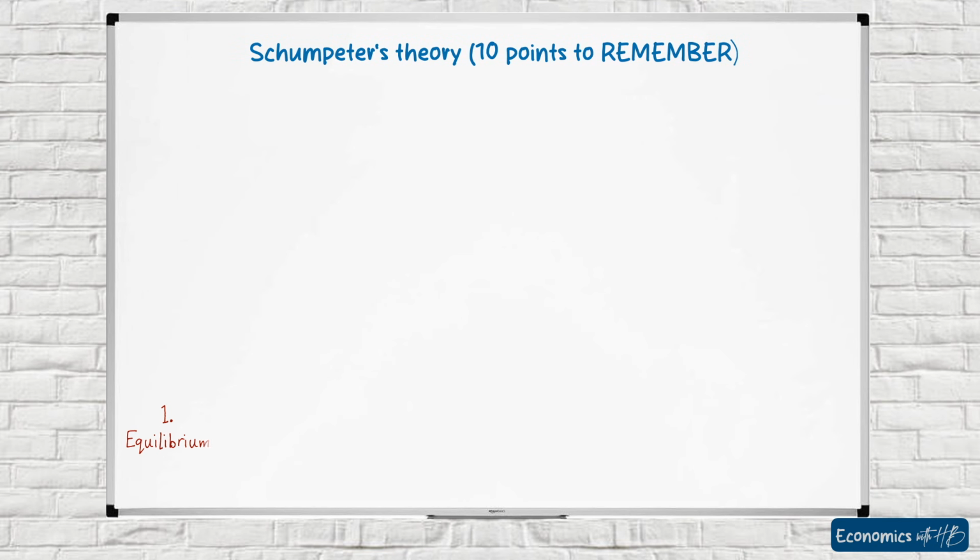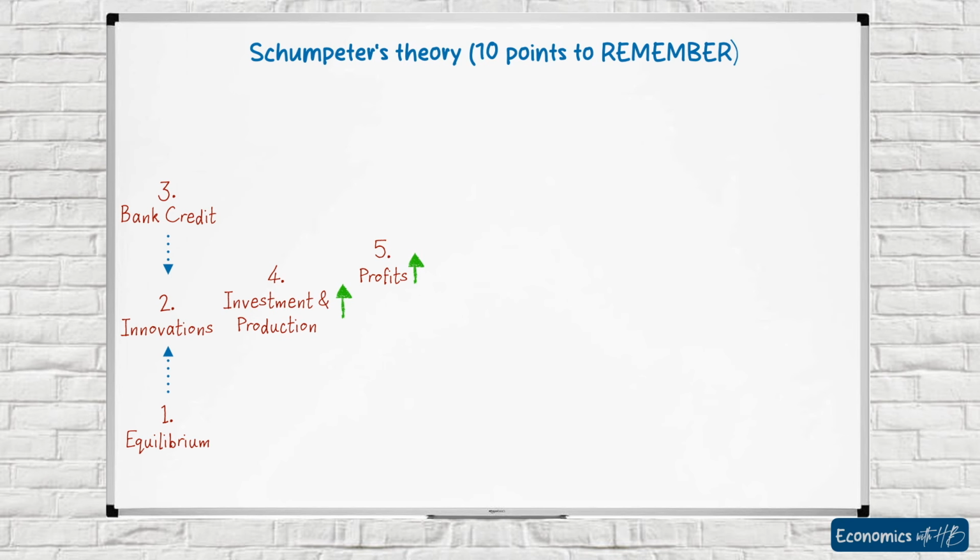The economy starts in a state of equilibrium. Entrepreneurs introduce innovations. Banks provide credit to finance those innovations. With innovation, investment and production increase. Profits rise. Economic expansion occurs. In other words, economic development takes place.